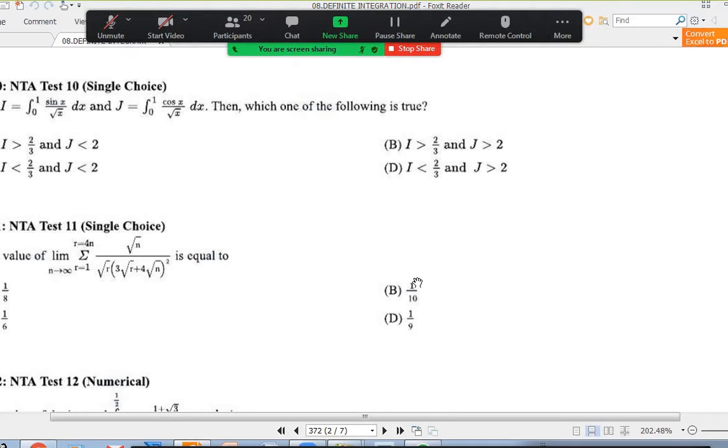Okay, 10th question. Basically, I and J are there. I equals integral 0 to 1 sin x by root x, J equals integral 0 to 1 cos x by root x.